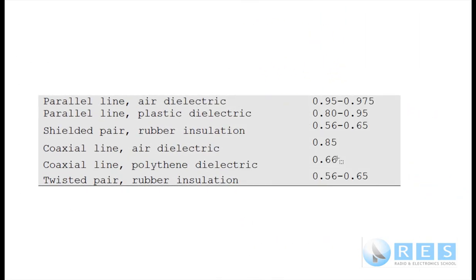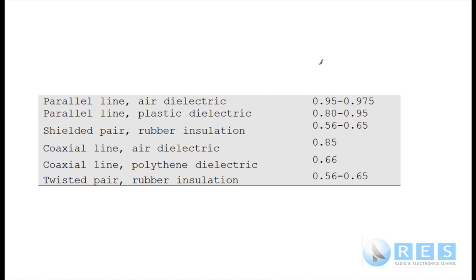Electromagnetic radiation in free space has a velocity of 300 million meters per second. When an electromagnetic wave is made to travel down a cable, the velocity of propagation slows. And this slide shows you different types of cable and how much the velocity has slowed.